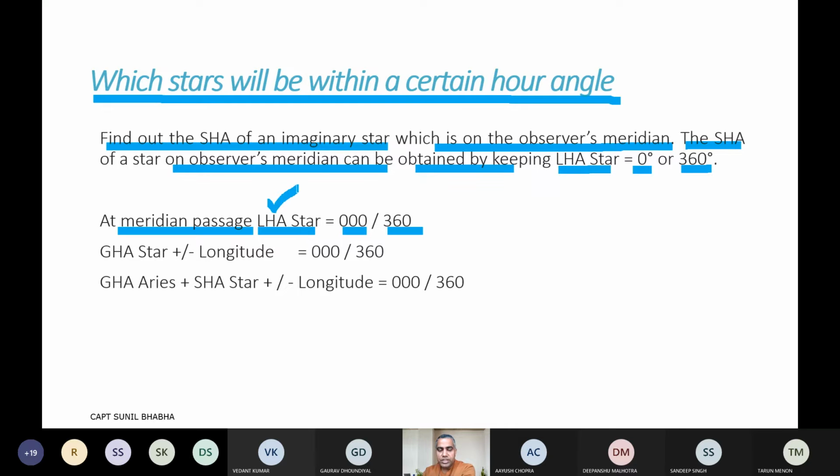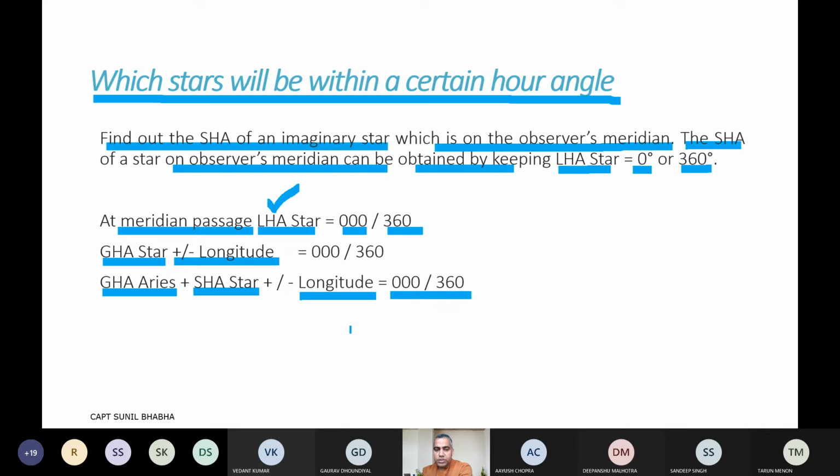Now we know LHA of a star is equal to GHA star plus or minus longitude, and we know GHA of a star is equal to GHA Aries plus SHA star. So we apply the longitude plus or minus. Why is there a plus or minus? Depending upon whether the longitude is east or west, we will write a plus or minus here. Longitude east, GHA least. Longitude west, GHA best. So this plus and minus will be decided by the name of the longitude. So we have kept it equal to 0 or 360.